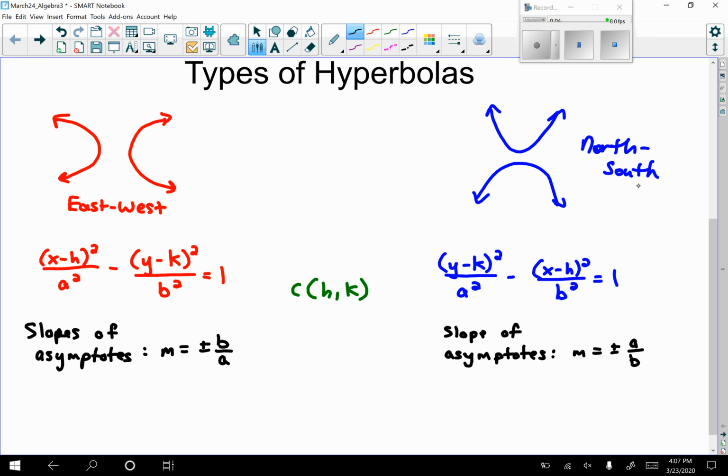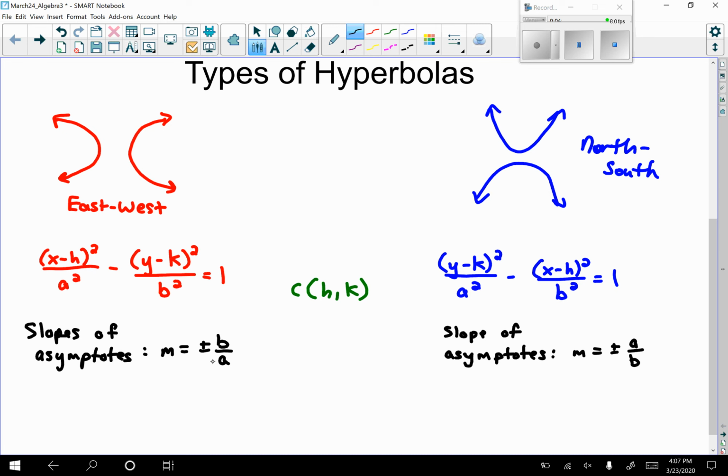But if you take a look at the north-south, notice where the y is and what's underneath it. It's a over b. So it's wherever that y is, because remember, it's always change in y's over change in x's. So we look to see what's underneath. When it's north-south, the a is underneath the y, so it's plus or minus a over b. The east-west, the b is underneath the y, so this changes. It's plus or minus b over a.